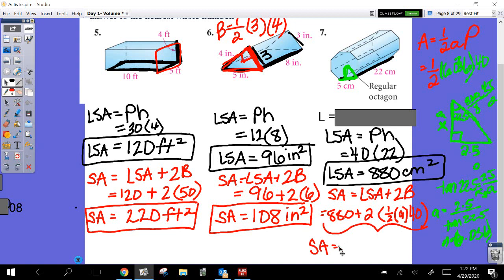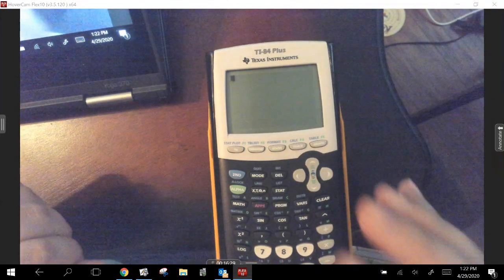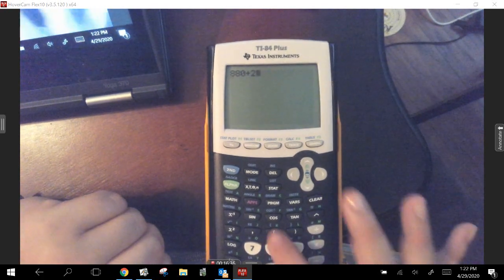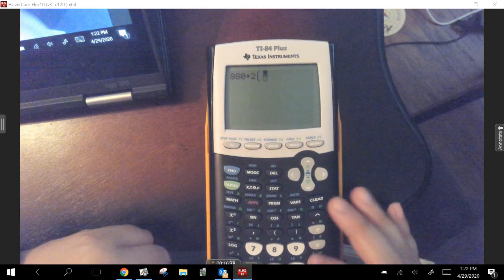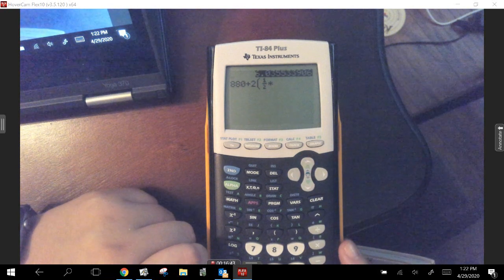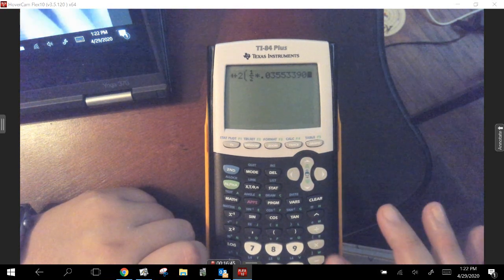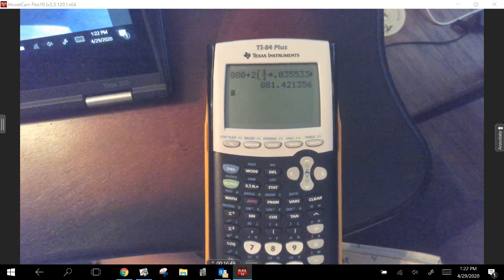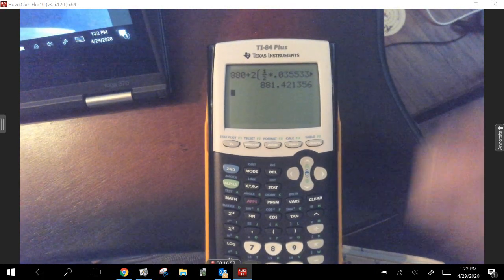All right. So it's going to look like this. Okay. Where are we? Oh, there we go. It'll be 880 plus 2 times 1/2 times, I'm going to arrow up to copy that, times 40. And there is my total surface area.